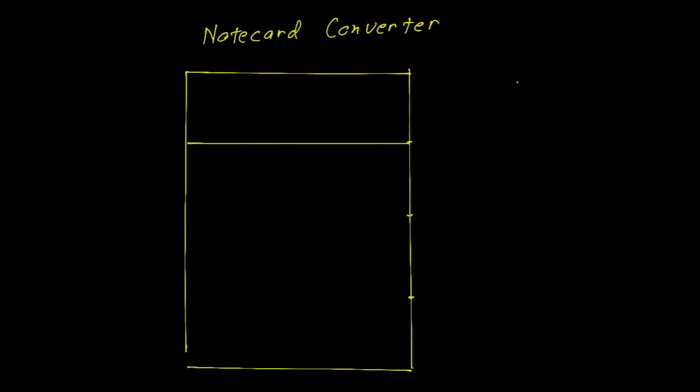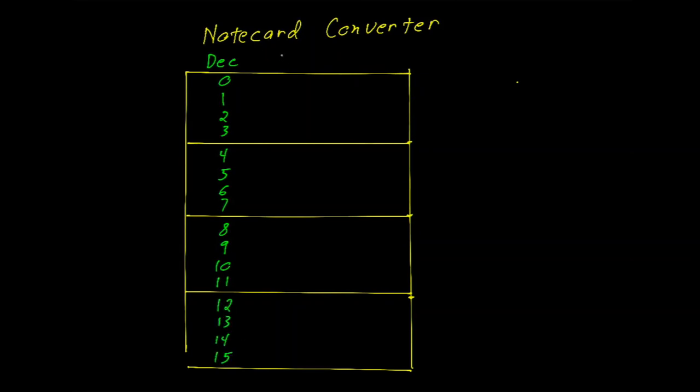Did we mention a note card converter that looks something like this? Our first column is the decimal numbers from 0 to 15. The next column is binary. With 4 bits, the number 0 becomes 0000. 1 becomes 0001, and 2 becomes 0010. You might notice a pattern. For example, in the ones column, it alternates between 0 and 1. To quickly fill out the card, we can just follow that pattern.